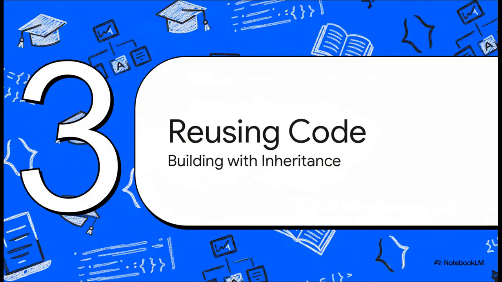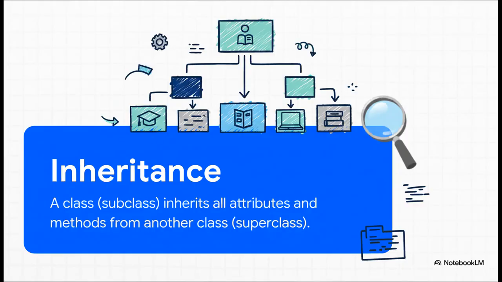Okay, now for the real heavy hitter, the most powerful concept for building scalable applications: inheritance. This is where we stop copying and pasting code and start building really intelligent, reusable class hierarchies. Inheritance is pretty much exactly what it sounds like. We create a brand new class, which we call a subclass, and it automatically inherits all the attributes and methods from an existing class, the superclass. This is the absolute foundation of the is-a relationship in programming.